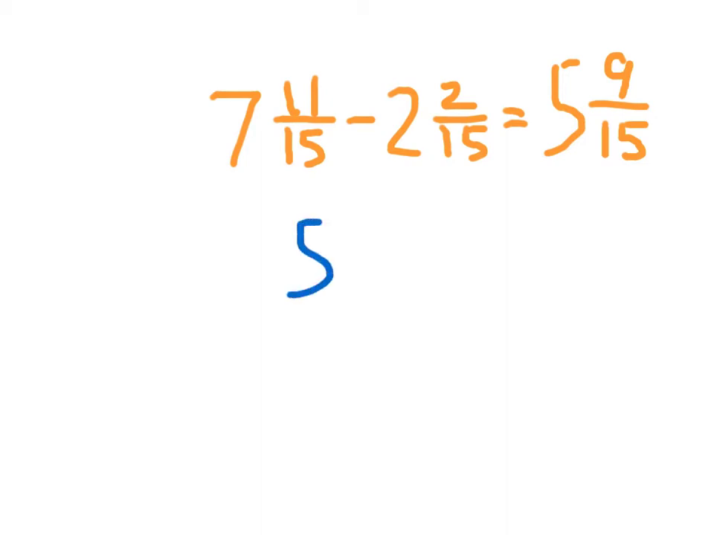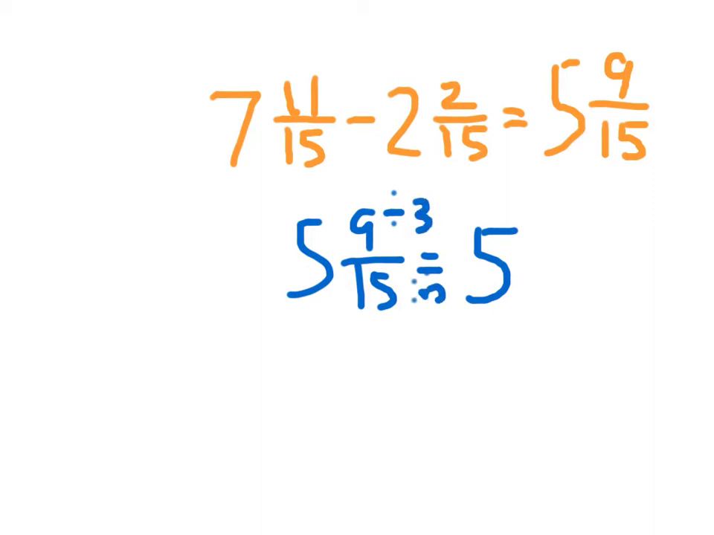What we need to do is write that in simplest form, and to do so, we have to keep those wholes there, don't forget that, and we can divide the numerator and denominator by 3 to get 3/5. 5 9/15 equals 5 3/5.